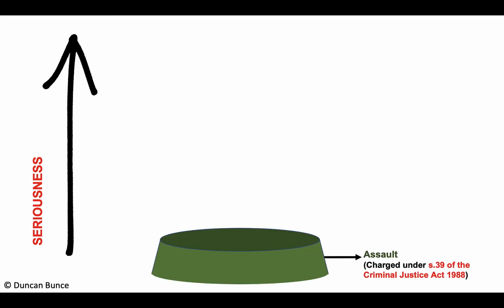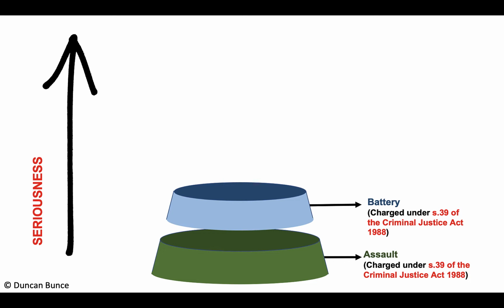Now, the non-fatal offences we're going to examine today, we're going to look at in terms of seriousness as well. So starting with the least serious would be assault. Assault is a common law offence, so you won't find the offence itself outlined in statute, but you will find the sentencing, how the defendant is charged, under section 39 of the Criminal Justice Act 1988. So how it's charged is under a statute, but in fact the offence itself is common law. The same can be said of battery, so it's a common law offence and charged under the same statute.